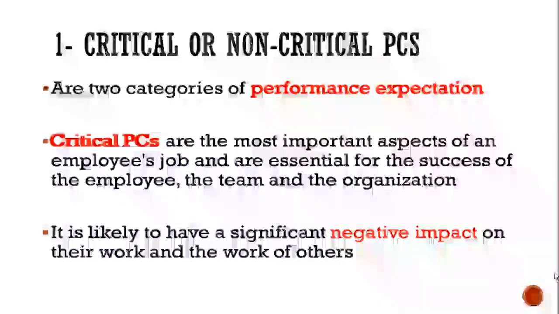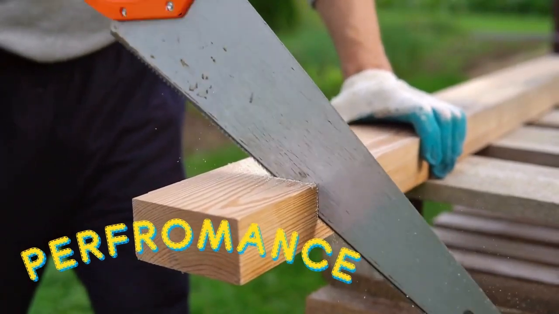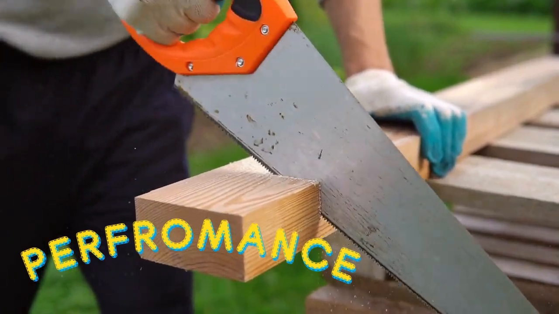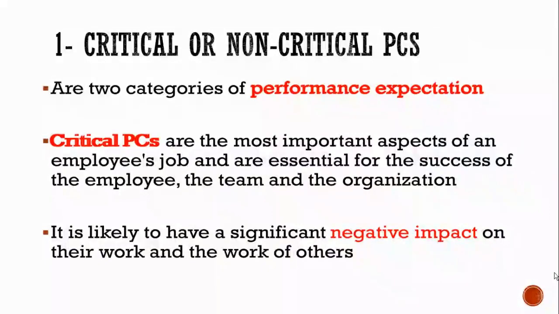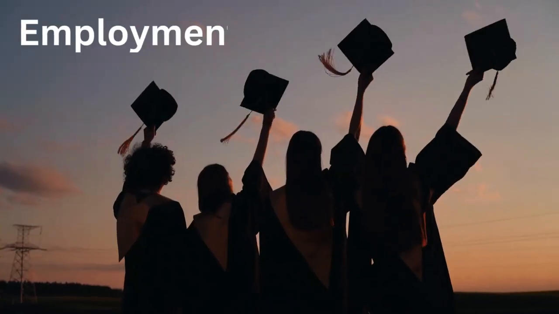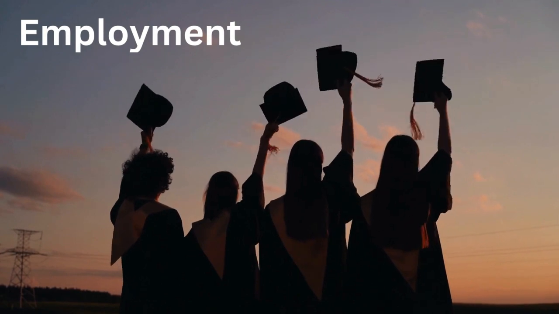So let's unpack what are these critical and non-critical PC. So basically, there are two categories of performance expectations. When you're talking about performance expectation, they define the expected levels of performance for a particular competency or task. So there are those performance criteria that are critical and there are those that are non-critical. So critical PC are the most important aspects of an employee's job and they're usually essential for the success of an employee, the team, and of the organization.